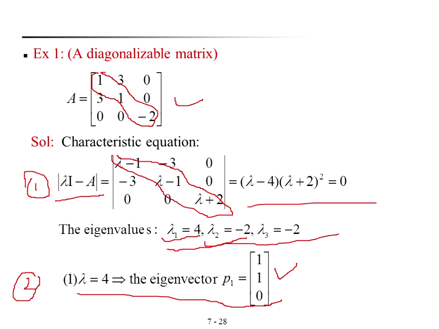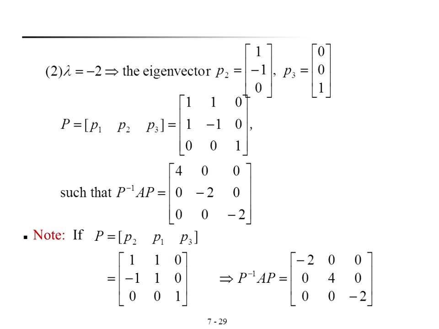Now the eigenvector corresponding to lambda is equal to minus 2: I get the eigenvector 1, minus 1, 0. Now similarly again, for lambda is equal to minus 2, I get 0, 0, 1. So there are 3 eigenvectors corresponding to lambda is equal to 4, minus 2 and minus 2.